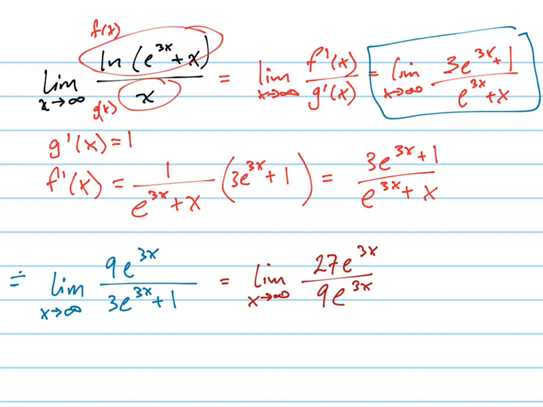And now what happens to the e to the 3x's? Oh, they cancel each other out. So it's 27 over 9, which is 3. And the limit of 3 as x goes to infinity is just 3. So your answer is 3.